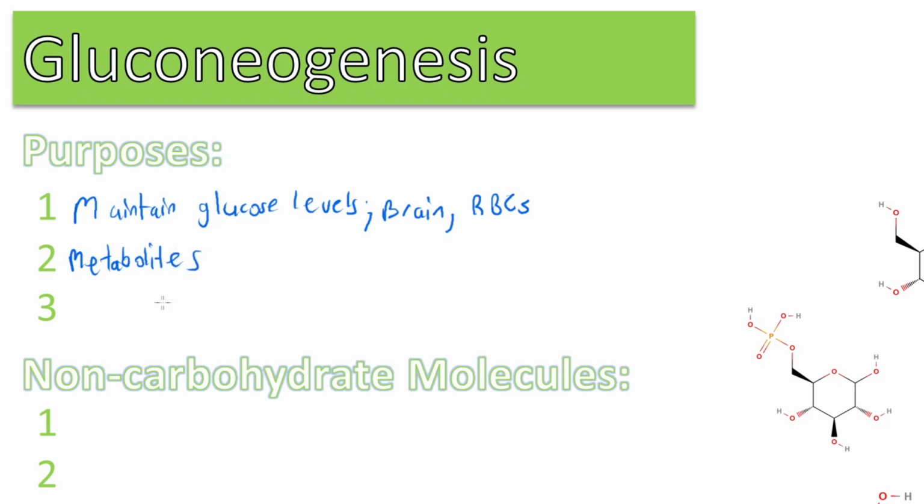And another purpose is to balance energy. When you have a lot of energy, you want to go back to glucose 6-phosphate, where it can be stored as glycogen, such as in muscle. So we have energy balance. And there are probably other reasons too, but these are the three main purposes. And in different tissues, there are different purposes for this pathway.